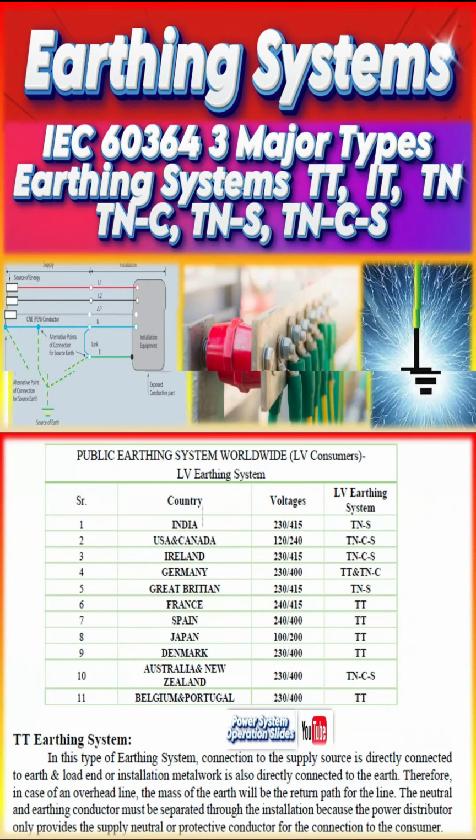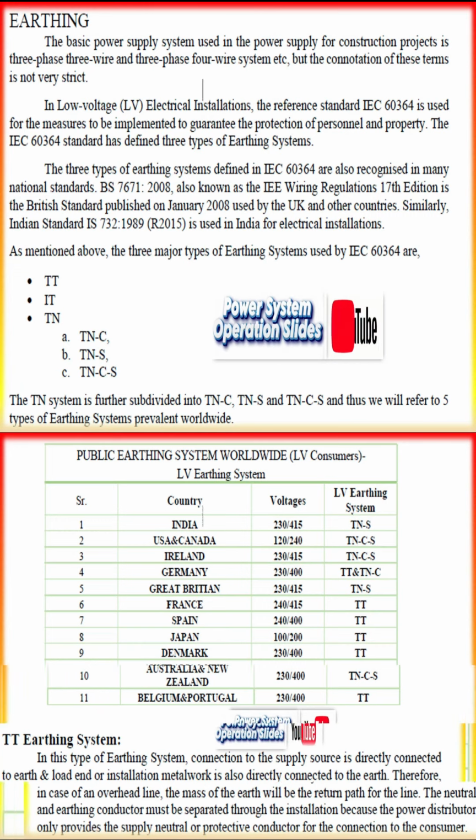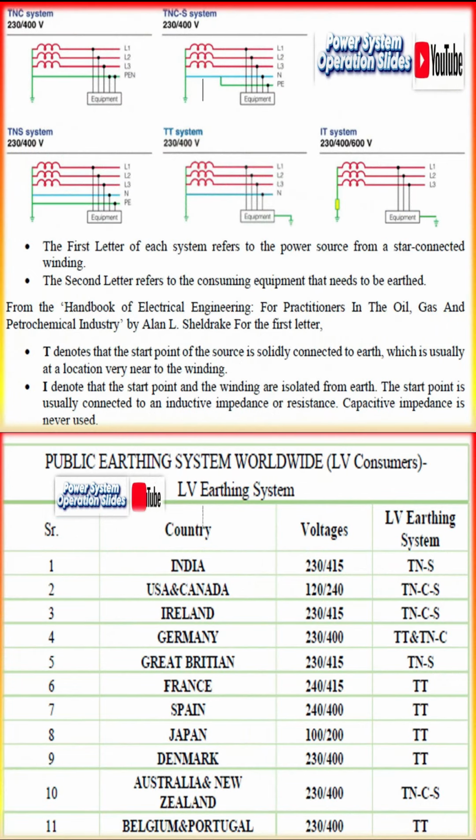The IEC 60364 standard divides the earthing systems into three categories: TT, IT, and TN. IEC develops international standards for all electrical, electronic, and associated technologies and is the leading international organization in its field. IEC 60364 is the apex-level publication that informs the standards for LV electrical installations.